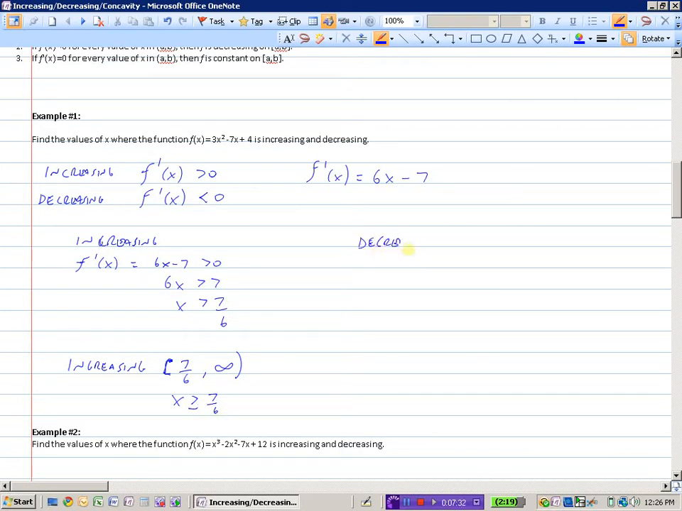And similarly, finding out where it's decreasing, we would take the derivative, which is 6x minus 7, set it less than 0, and so the function is decreasing, we say, for x less than or equal to 7/6, or writing it this way, we would get that interval where the function is decreasing.